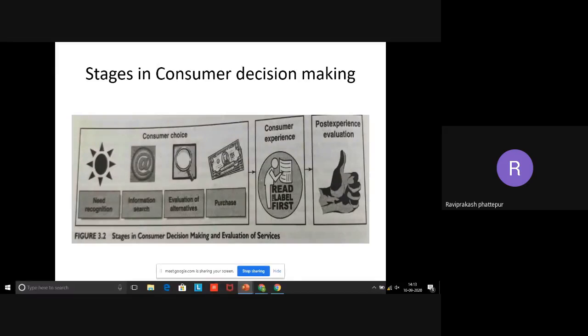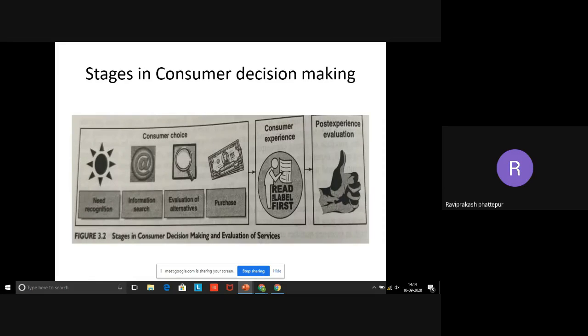Okay. So the first one under consumer choices, under stages, is need recognition. So what is need recognition? First you should know what is your requirement. You, in the sense a consumer or a person who buys, basically a customer. If you don't know what you need, then what are you going to buy? So first is need recognition.